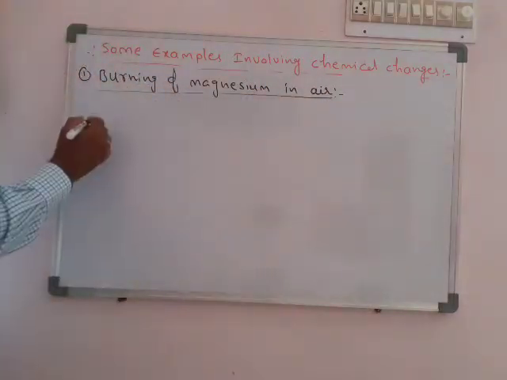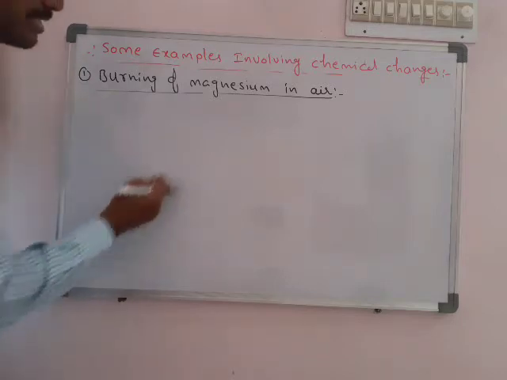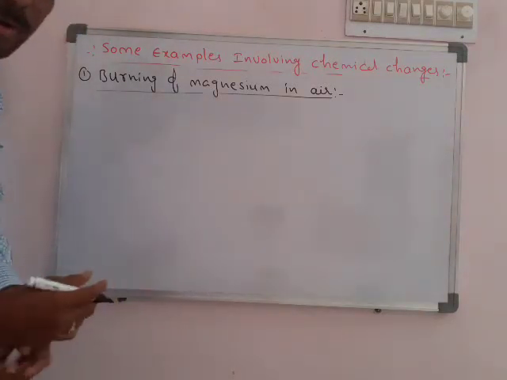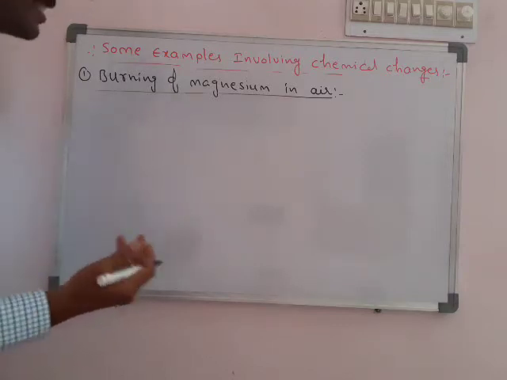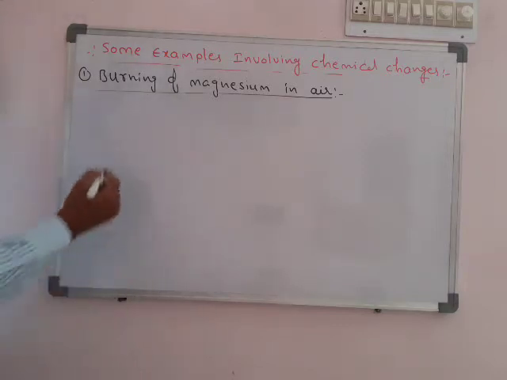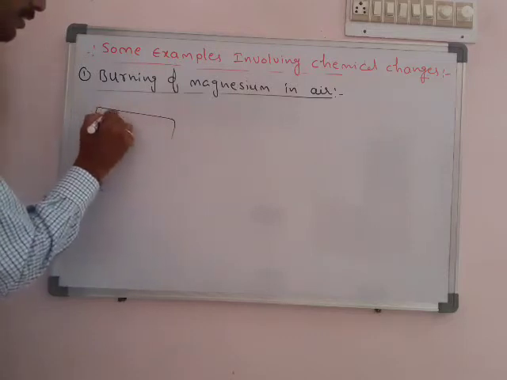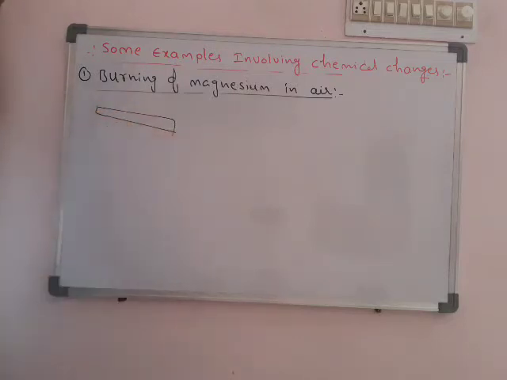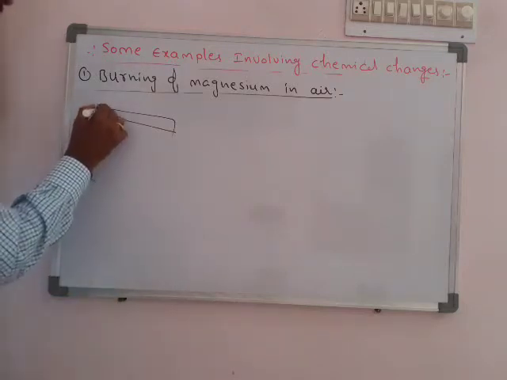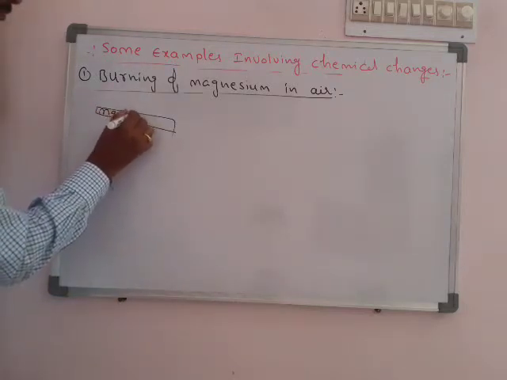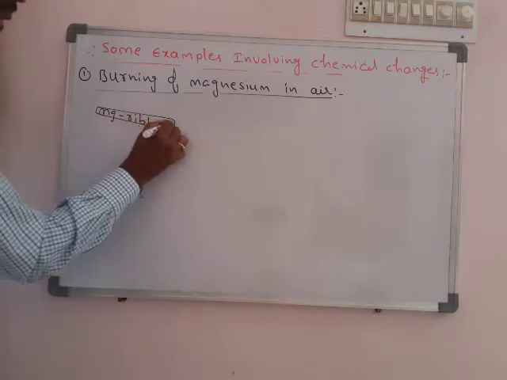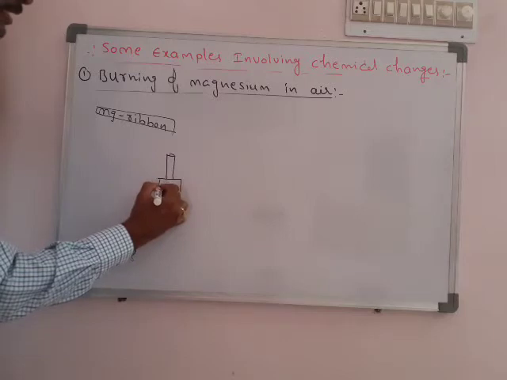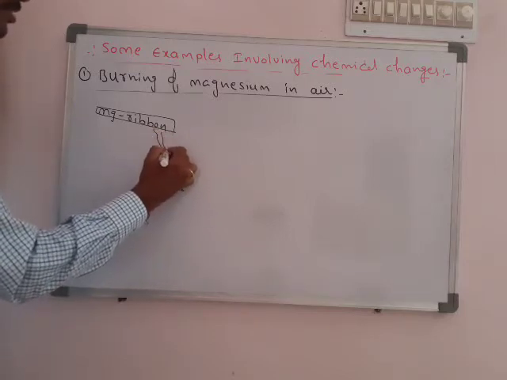Generally the magnesium is in the form of ribbons, so it is treated as a magnesium ribbon. Say this is the magnesium ribbon. When the magnesium ribbon is heated, nothing but burned in the presence of air.